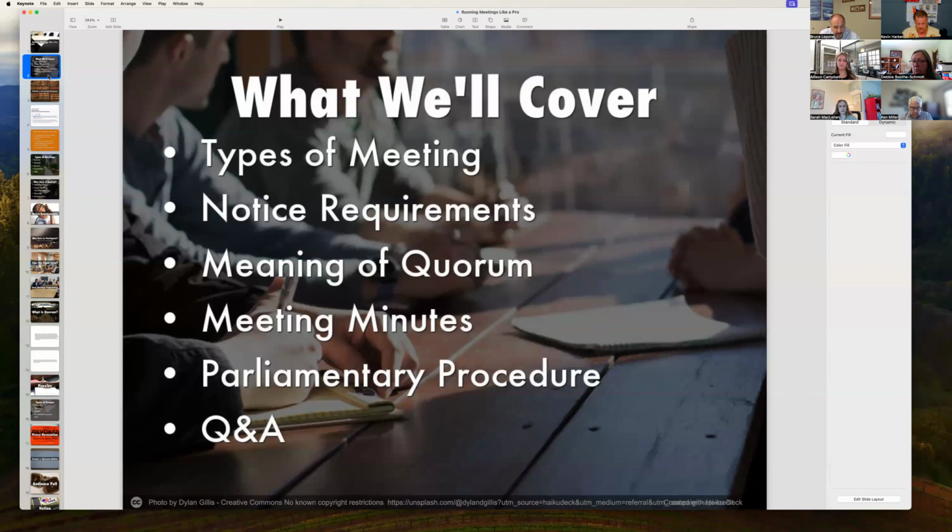Now, my colleagues are going to make fun of me because I apparently pronounce quorum wrong. I say it kind of like corn, and I recognize that it's correctly pronounced differently, but for whatever reason, I say it my way. So we'll talk about quorum.